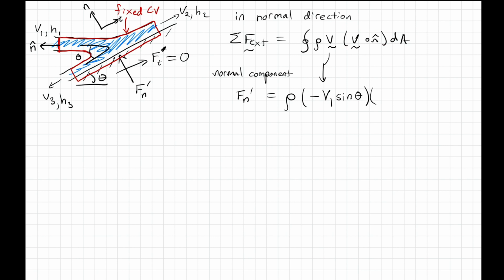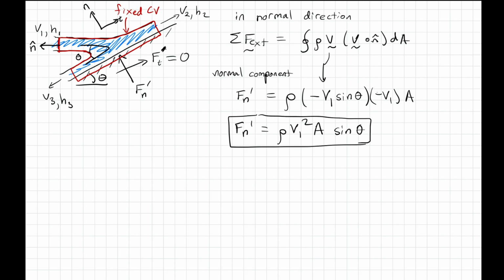So what is v dot n on that surface? Again, v goes this way, but n hat goes this way. So this is a minus v1 times a. And so the two minus signs here cancel, and you can put it all together and find that the normal component of force is just rho v1 squared times a sine theta.